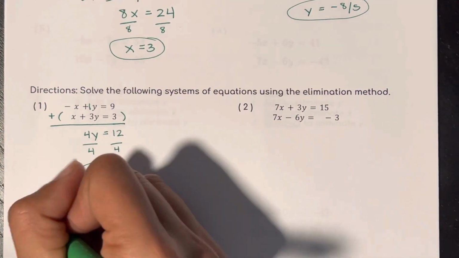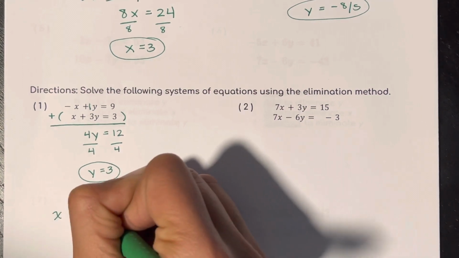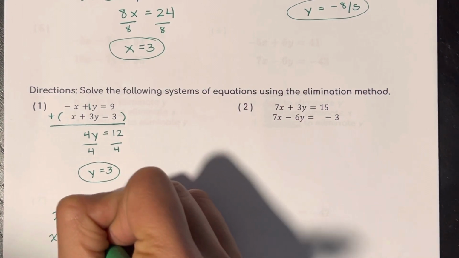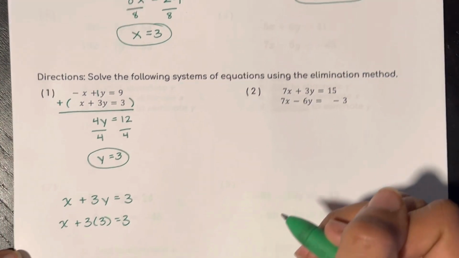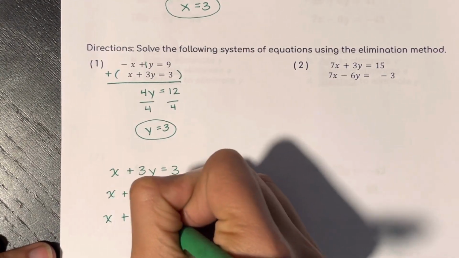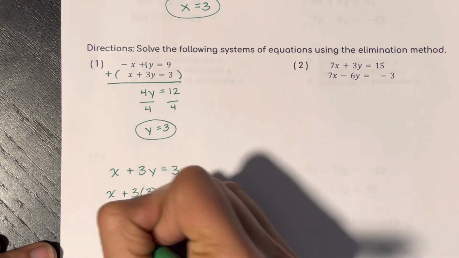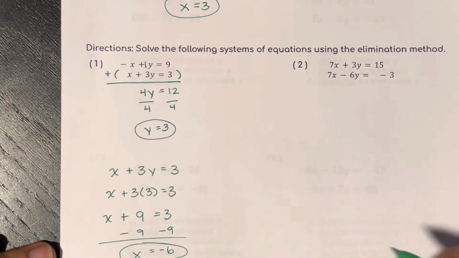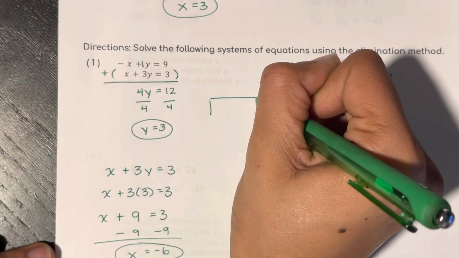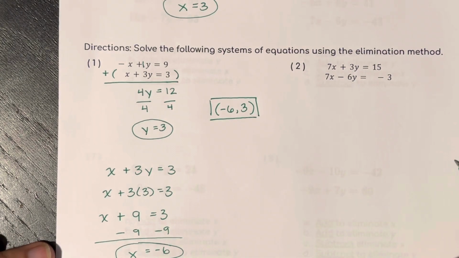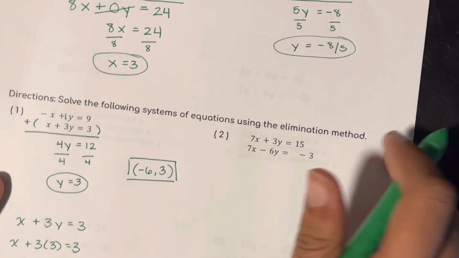Then to figure out my x, I can go into either equation. I'll go into the bottom one for this. Instead of y, I should be plugging in 3. A lot of 3's here, which is fine. X is equal to negative 6. Should have been what you got. Negative 6 comma 3 is my answer.